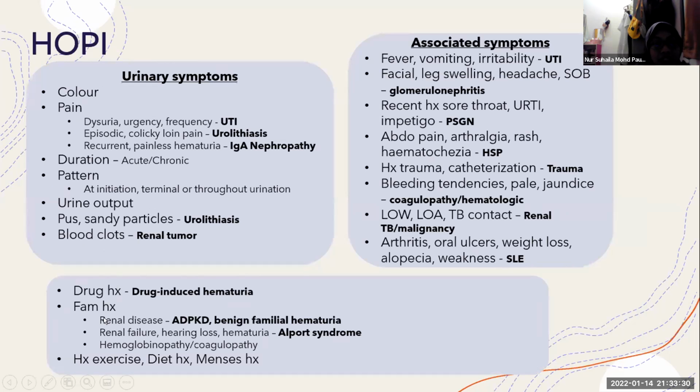Okay. Next, we also ask about other relevant history, such as drug history to rule out drug-induced causes, and family history of renal disease, renal failure, and hemoglobinopathy to rule out hereditary causes of hematuria. And also ask about history of strenuous exercise, diet history, and menses history.